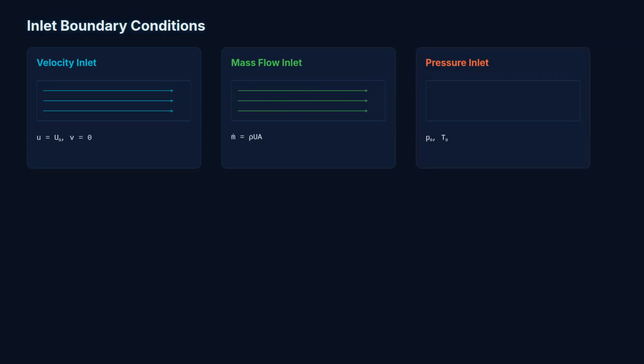Mass flow inlet guarantees mass conservation, essential for systems with multiple inlets. Pressure inlet, you set total pressure and temperature. Standard for compressible flows and turbomachinery where inlet velocity depends on downstream conditions.